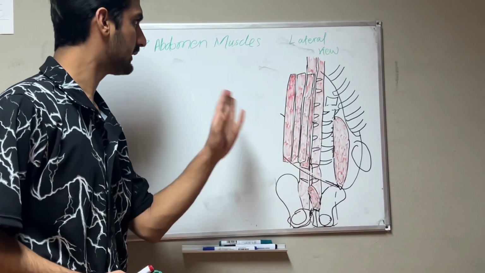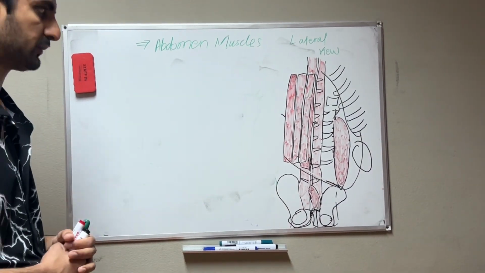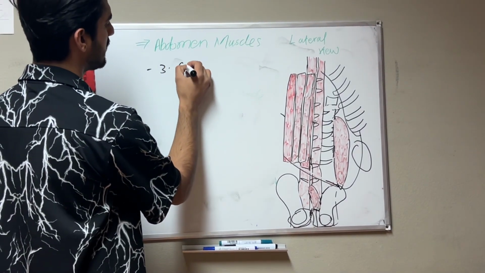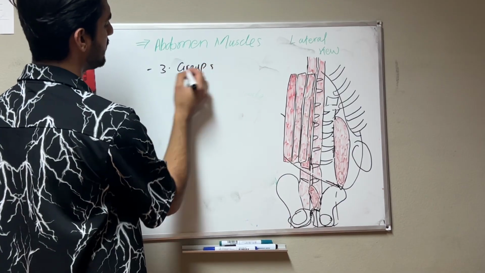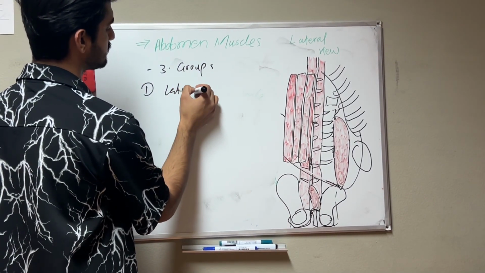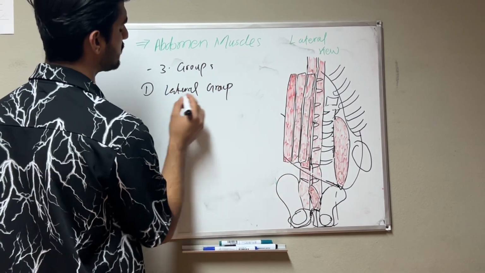Discussed abdomen muscle. The abdomen muscles are divided into three main groups. The first group is the lateral group. In the lateral group we have three muscles.